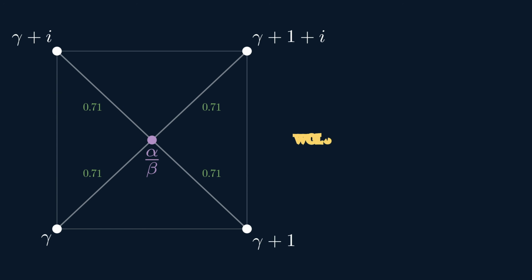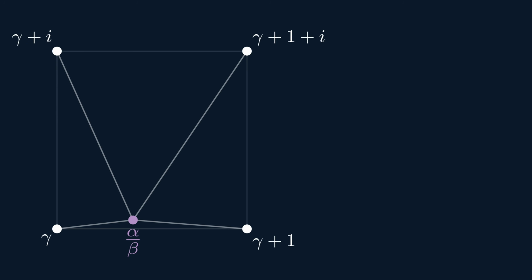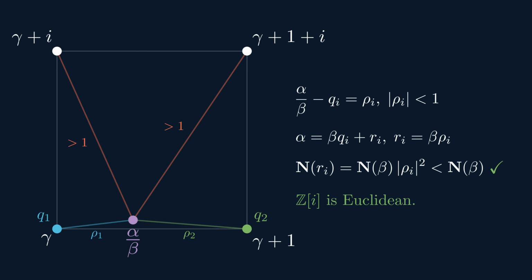That's our worst case. Now if we bring this back to a general position, we measure the distance to each corner of this fundamental square and pick the closest one. We'll call it q. The distance is the modulus of this complex number rho, which is necessarily going to be less than or equal to 1 over the square root of 2, which is less than 1. Then alpha over beta minus q is equal to rho, so alpha is equal to beta times q plus r, where r is beta times rho. And the norm of r is the norm of beta times the modulus of rho squared, which is strictly less than the norm of beta because rho was smaller than 1.